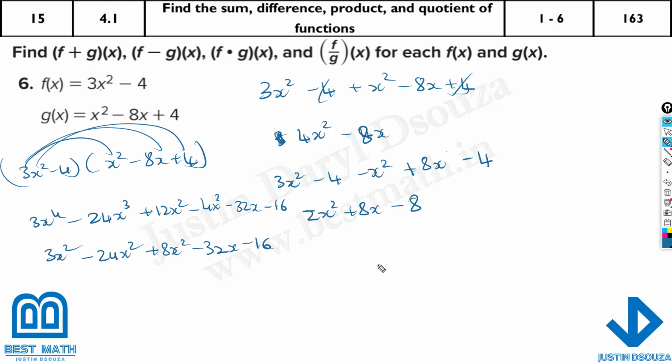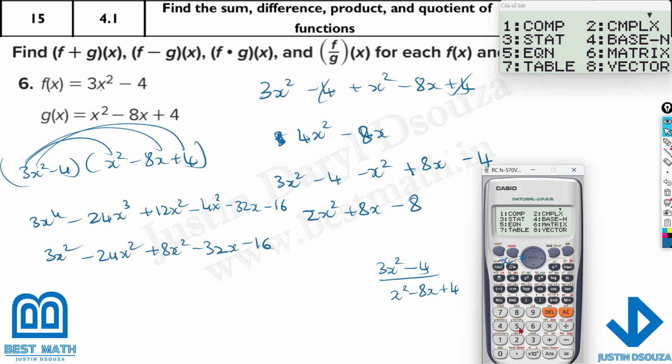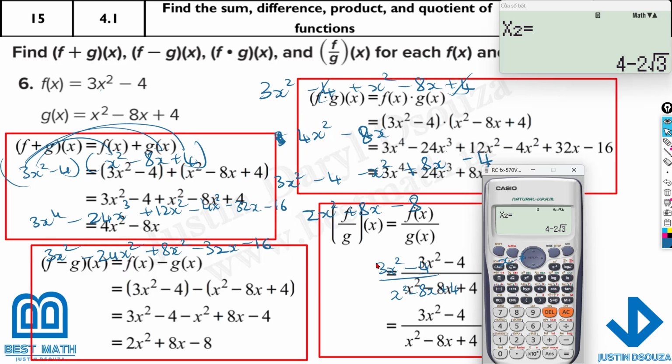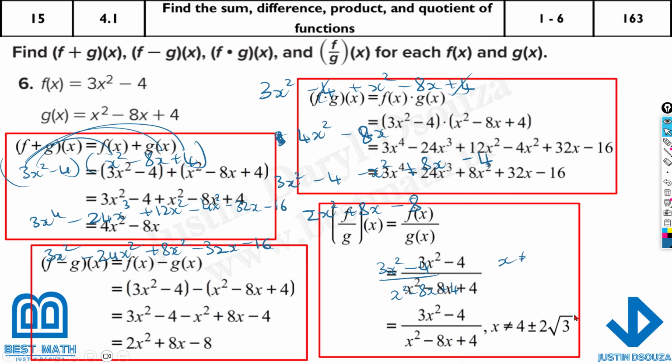Division is pretty simple, just write 3x squared up above, and denominator is x squared minus 8x plus 4. And x will not be equal to, you need to solve it in the calculator. All we have to do is mod 5 and 3, put the denominator 1, minus 8 and 4. It's, 4 plus or minus, it'll be 2 times. So just write that, so you can see it's 4 plus or minus 2 root 3. And rest of the answers are all right.